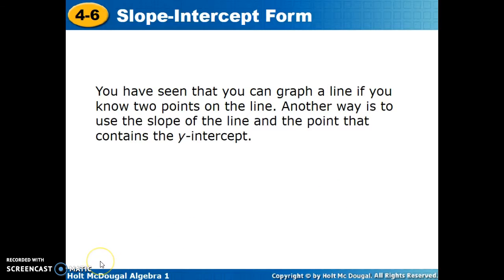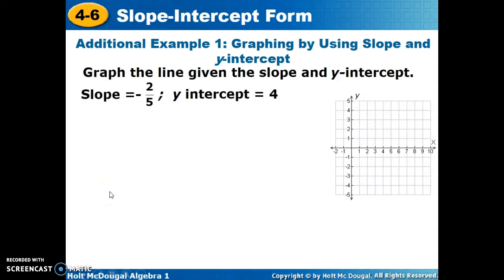So we have seen that we can graph a line if we know 2 points. We can plot those points in the coordinate plane and then connect the dots. Another way is to use the equation of the line when it's in slope-intercept form. Graphing the line given the slope and the y-intercept, here's our slope, negative 2/5, and our y-intercept.